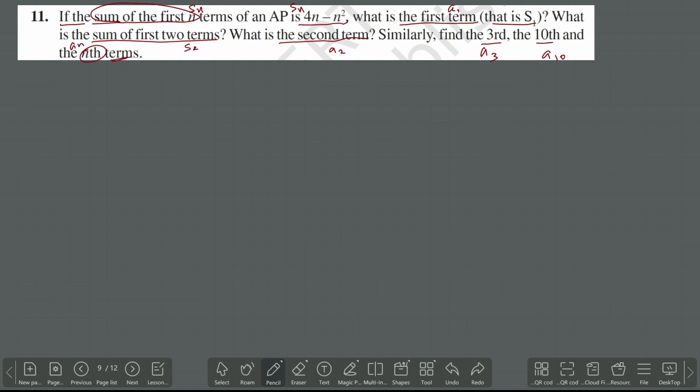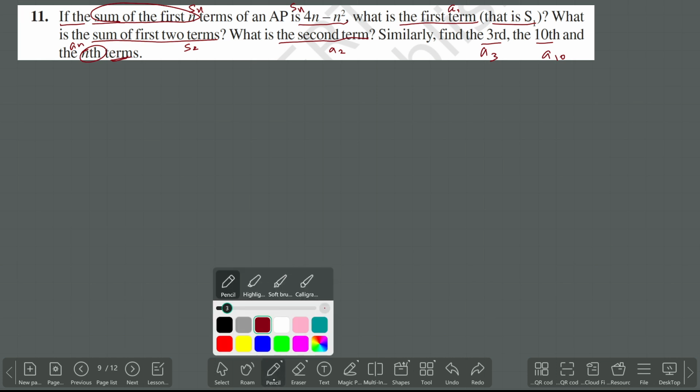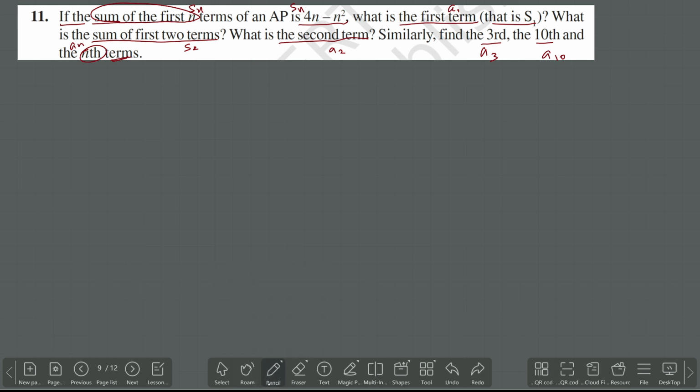They said term here. So A3, A10 only. Don't think S3, S10. Sum is over here. After that, what is term? Term started. So similarly, we have to find like here, lots of questions they asked to do. What is given? Only one thing is given. Sn is given. Very good, my dear. Given is Sn equal to 4n minus n square. That's it.